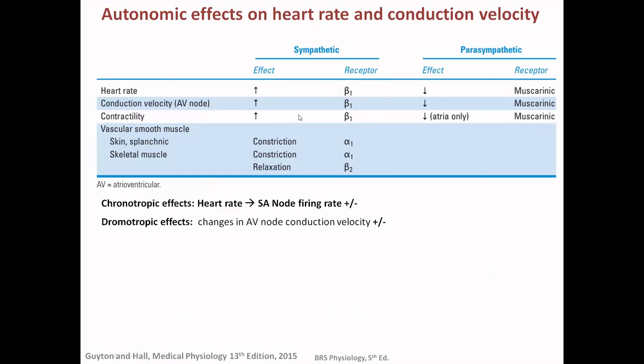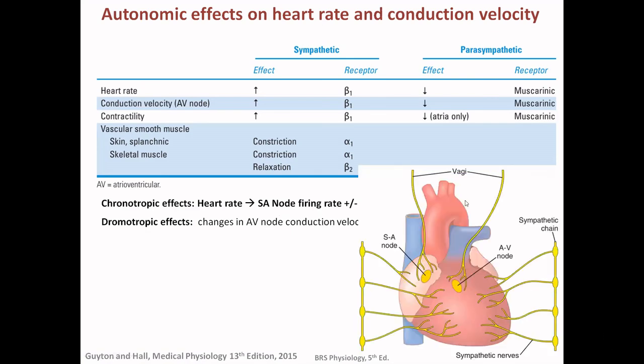So how is the rate of the heartbeat controlled? By the sympathetic and the parasympathetic nervous system. The chronotropic effect is the heart rate, the SA node firing rate, which we will discuss in this slide. And the dromotropic effect is the change in the AV node conduction velocity. So one is the rate of firing, that is chronotropic, and dromotropic is the change in the conduction velocity.